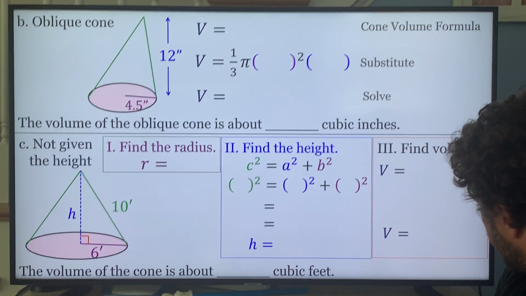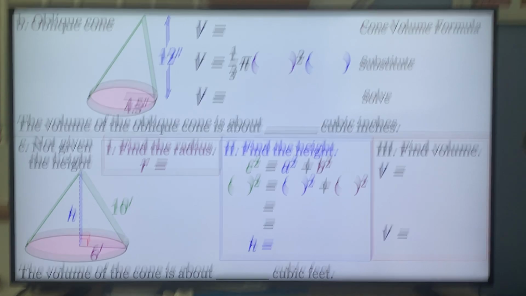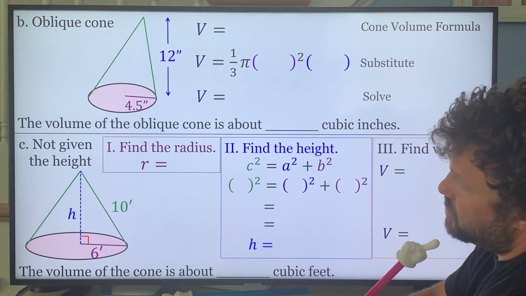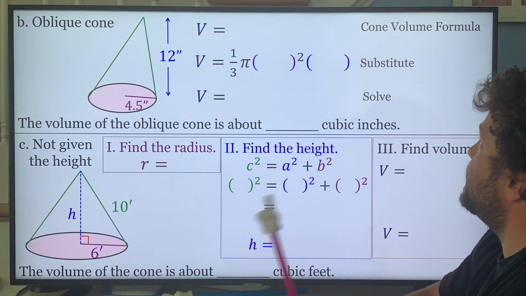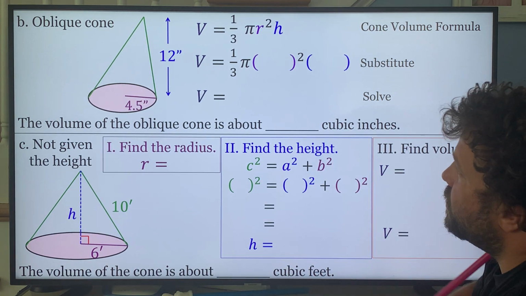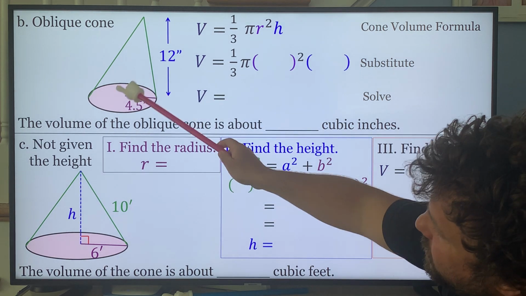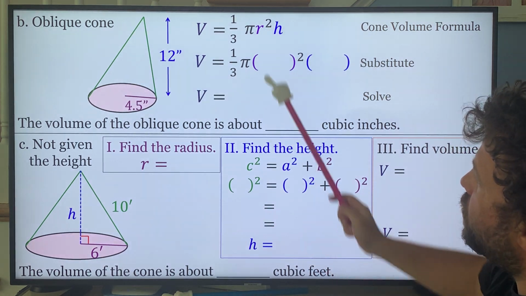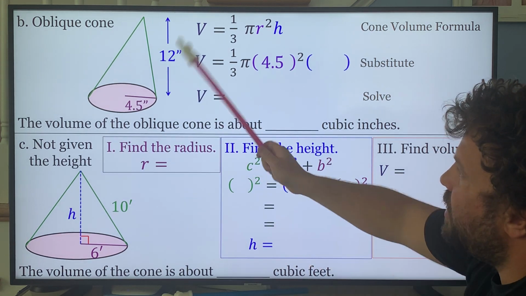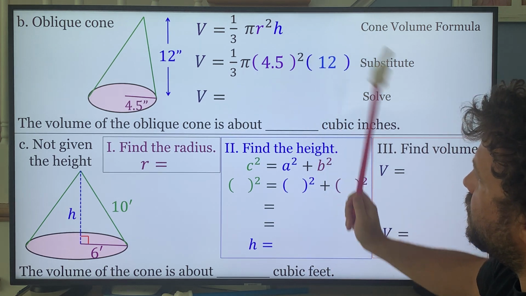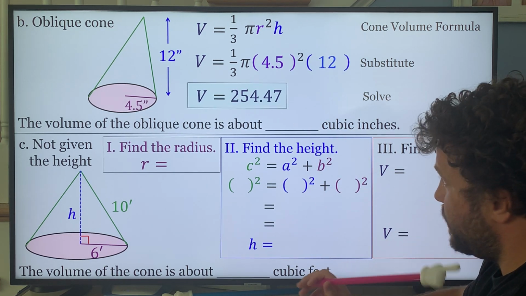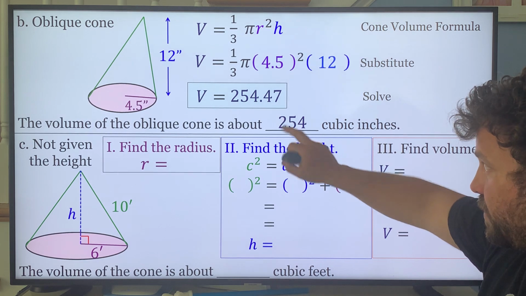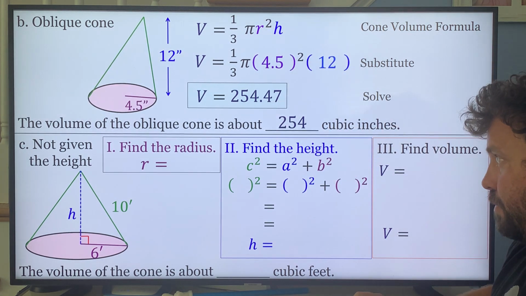So, set B. You have an oblique cone here, all right? Now, this oblique cone, the same concept as an oblique cylinder, okay? When you pop it over, it still has the same volume as a cone. Volume of a cone, 1/3 pi r squared h. It doesn't matter because as before, remember I told you to take all the cross sections, all you're doing is tilting the cross sections over instead of going straight up. So 1/3 pi, radius is 4.5 squared, and your height is 12. 1/3 times pi times 4.5 squared times 12 is 254.47, or about 254 cubic inches. Remember, lower than 5, round down, 5 and above, round up.